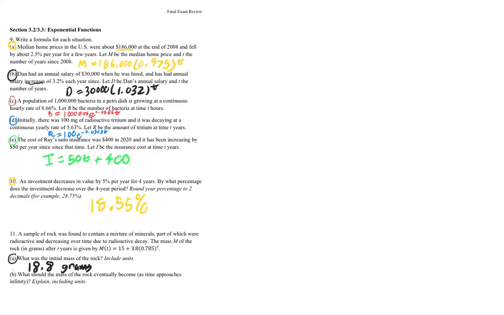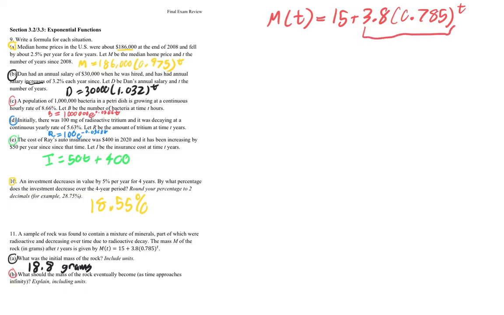Okay, next we're going to look at part B here. So what should the mass of the rock eventually become as time approaches infinity? So m of t is equal to 15 plus 3.8 times 0.785 to the power of t. So as this t gets really large, since we have a decay function here, this 3.8 times 0.785 to the power of infinity is essentially decreasing. It's going to get really close to 0. So our m of t is going to be 15 grams as we approach infinity.